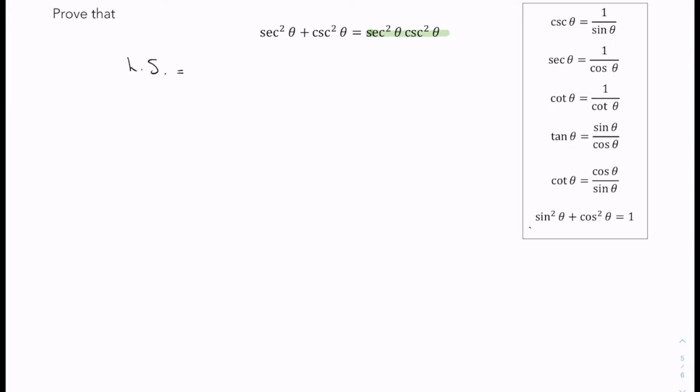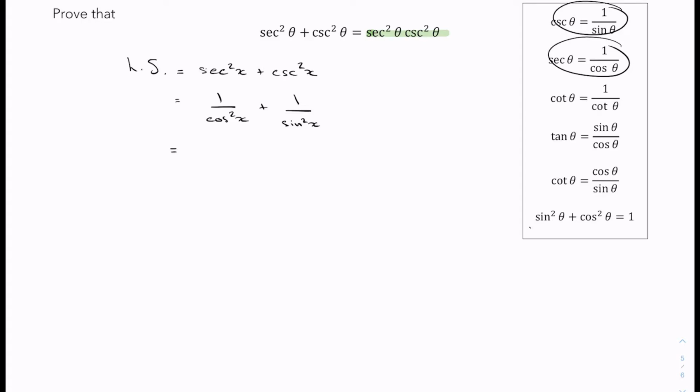So secant squared, that's going to be 1 over cos, and cosecant squared will be 1 over sine, and those are both squared. So the left side is secant squared x plus cosecant squared x, which is the same as 1 over cos squared x plus 1 over sine squared x. Now remember, it's 1 squared here, but obviously the square of 1 is just 1, so I'm not going to bother to write it in.